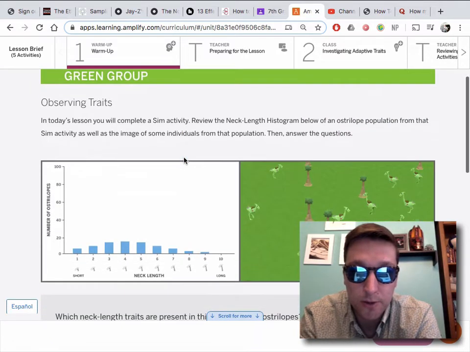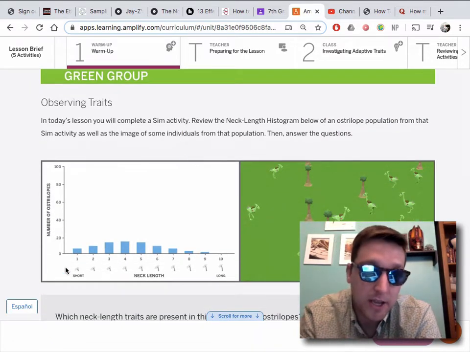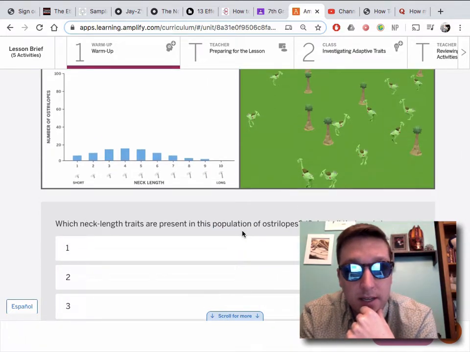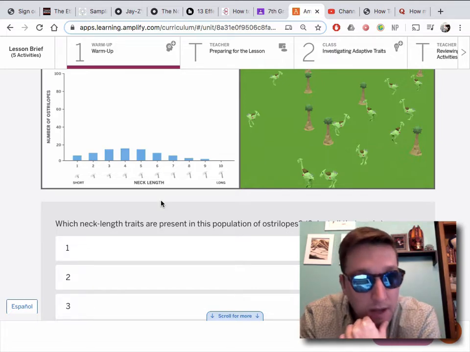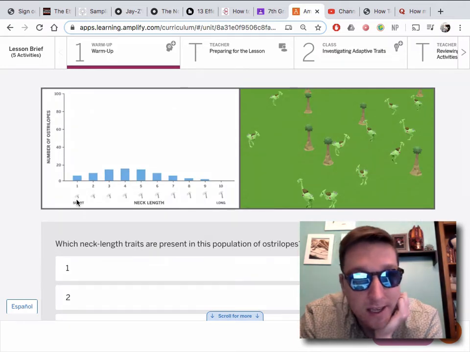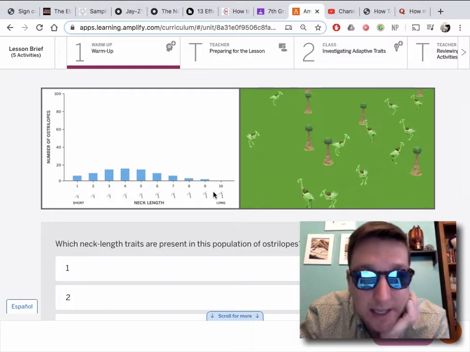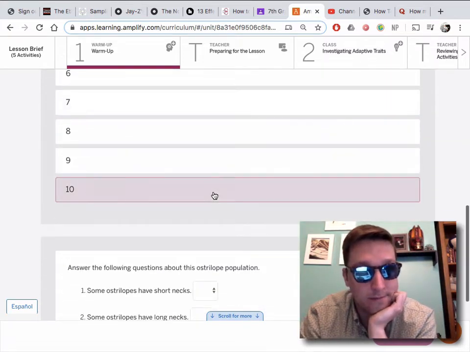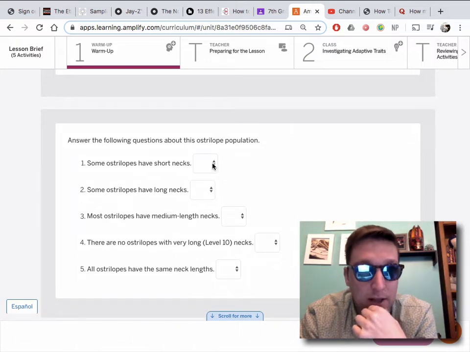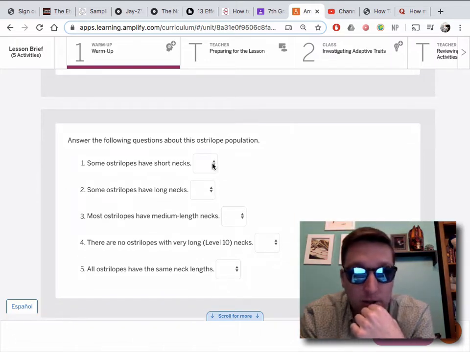So if you're in the green group, you start off by looking at a histogram. Which neck length traits are present in this population of australopes? So in the histogram, we see neck length of 1, 2, 3, 4, 5, 6, 7, 8, 9. I don't see anything in 10, so that should help you there. Answer the following questions about this australope population.